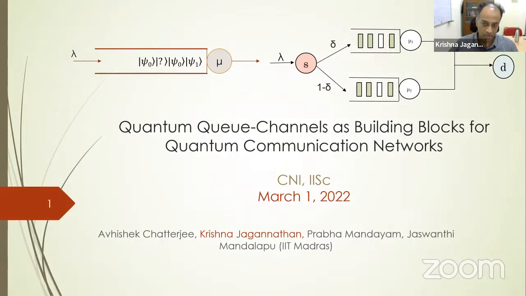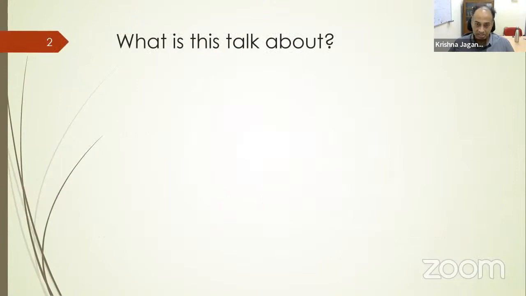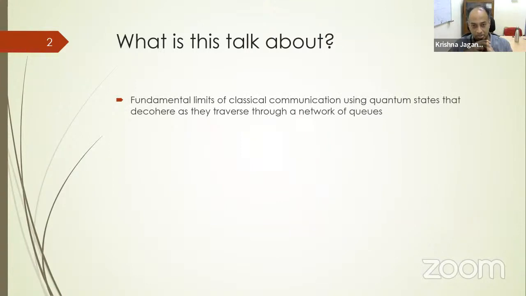This talk is about quantum Q channels as building blocks for quantum communication networks. This is a collaborative work with my colleague Abhishek Chatterjee in my department and Prabha from physics. And towards the end, when I speak about some networks, I have included some recent work of my PhD student, Jaswanti. All of us are at IIT Madras. So what is this talk about? This talk lies at the intersection of quantum information theory and queuing. You can view this as marrying these two fields. So we derive fundamental limits of classical communication using quantum states that decohere as they traverse through a network of queues.